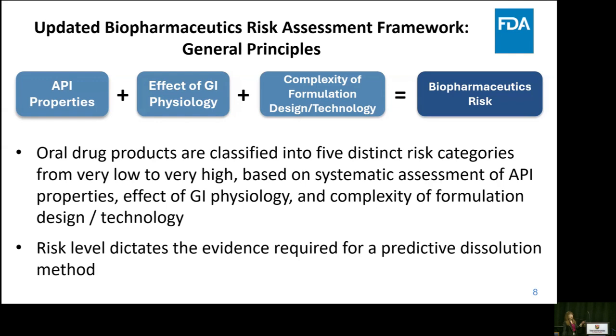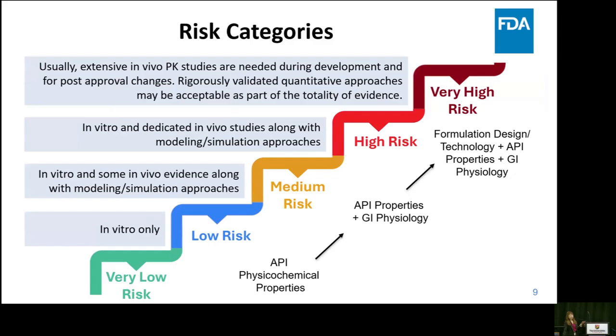To classify all the oral drug products into 5 risk categories, from very low risk to very high risk. Each risk level dictates what evidence is needed to develop a biorelevant dissolution method.